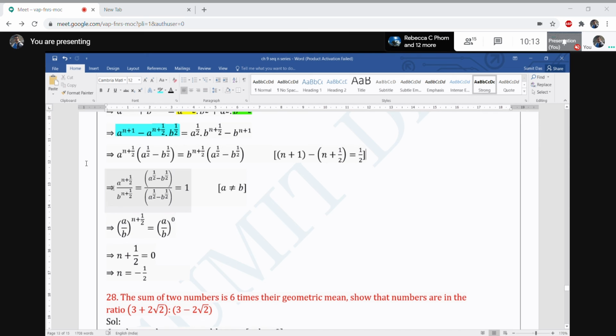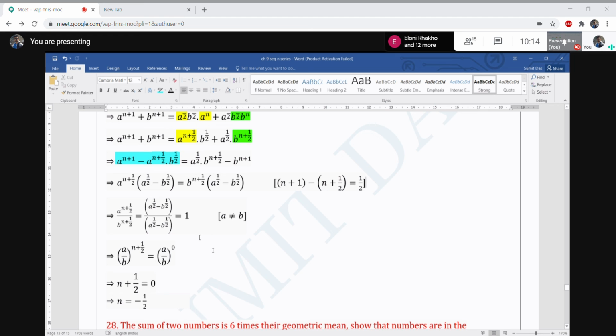So this thing I can write as a by b to the power n plus 1 by 2. Understood? Suppose x to the power 5 divided by y to the power 5, we can write x by y to the power 5. And here 1 equal to, we can write a by b to the power 0, because we know that any number which is not equal to 0, if its power is 0, its value is 1. Okay, so if bases are same, powers are different, that means powers will be equal in an equation. So we got n plus 1 by 2 equal to 0. N value is minus 1 by 2. That is the answer. This question you have to practice more and more.